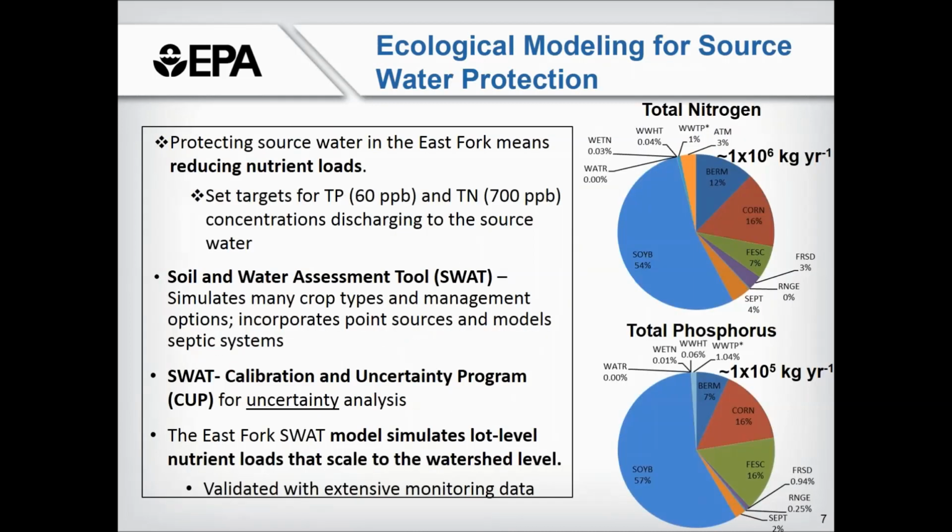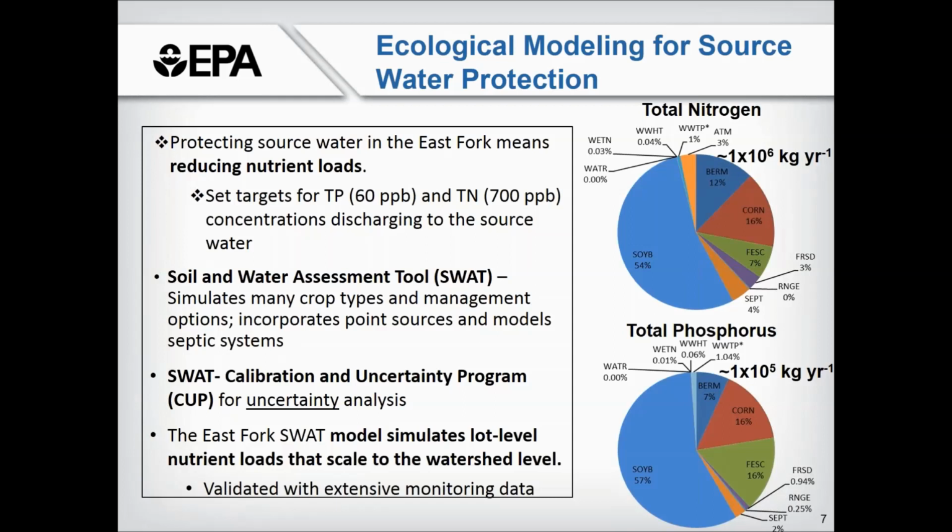So to begin to understand what it will cost to fix the algae problem in the source water, we start by setting targets for total phosphorus, or TP, and total nitrogen, or TN, in the streams draining to it. The values chosen are supported by sound monitoring science and are 60 parts per billion for the phosphorus and 700 parts per billion for total nitrogen.